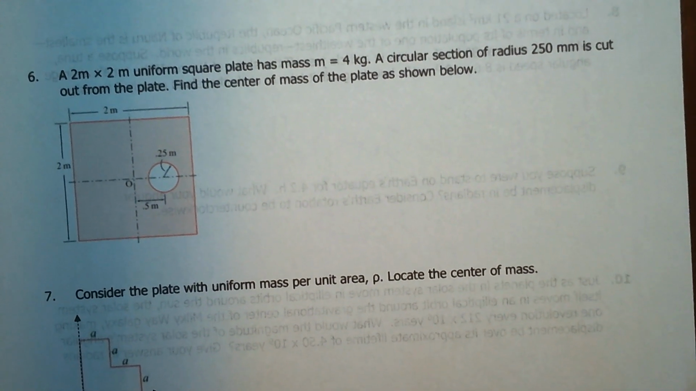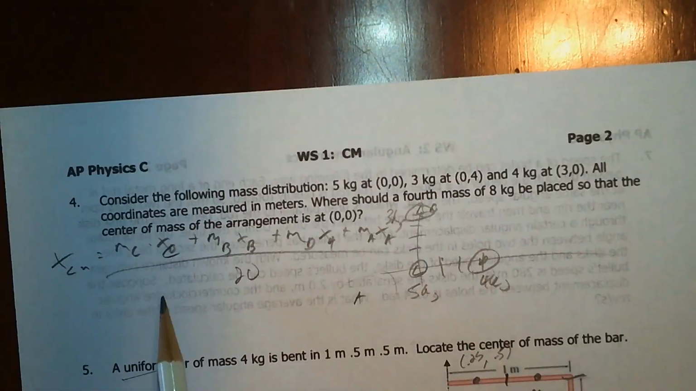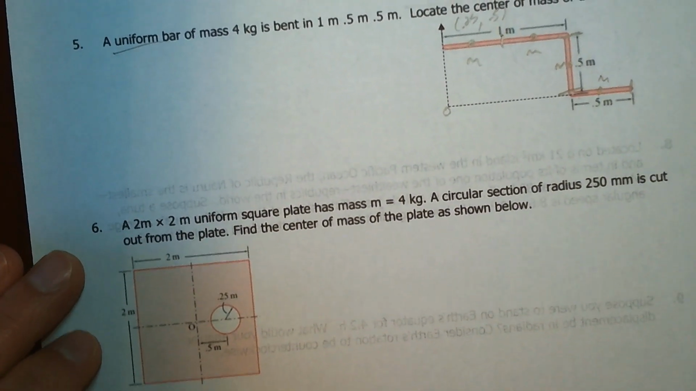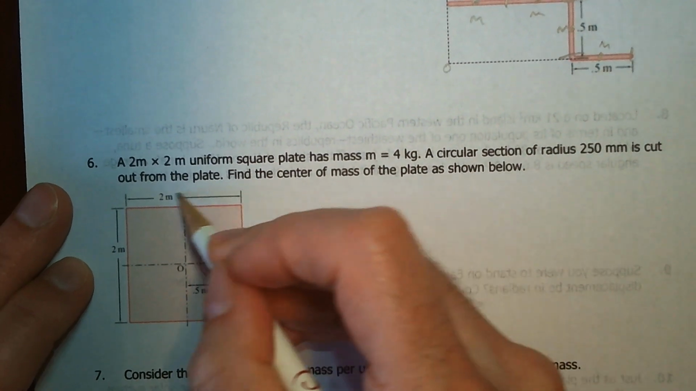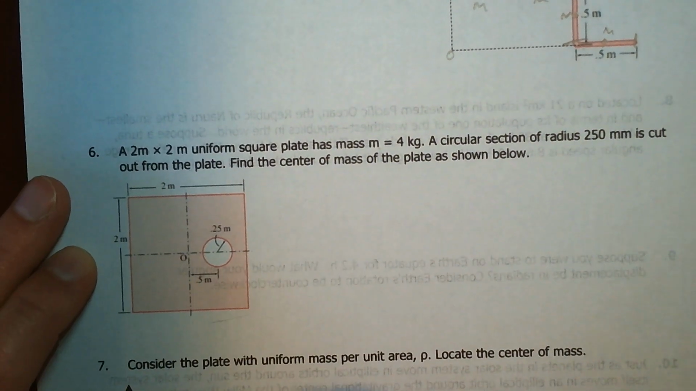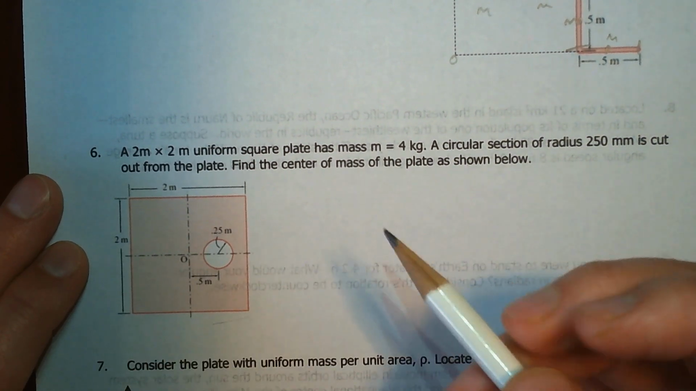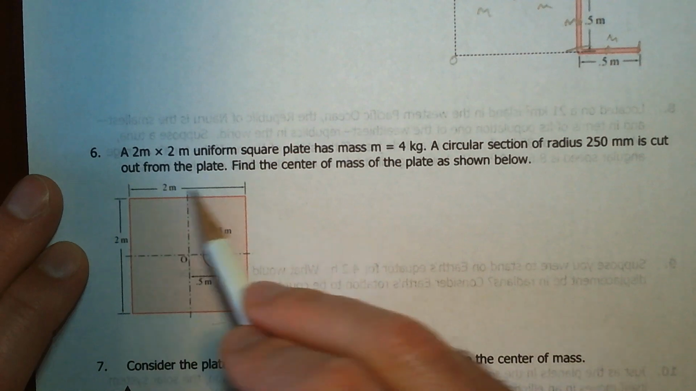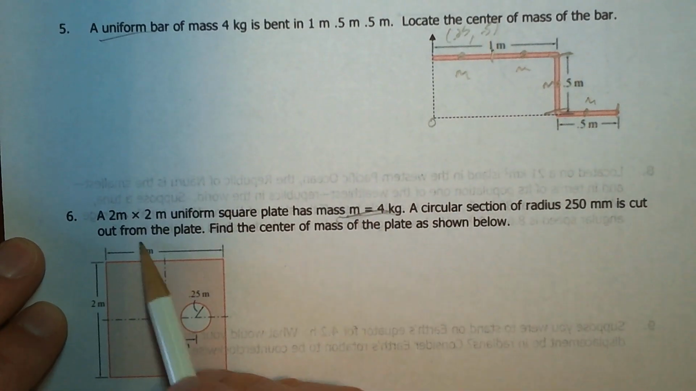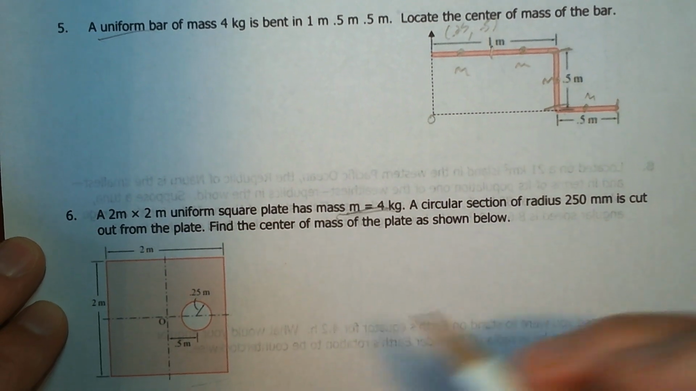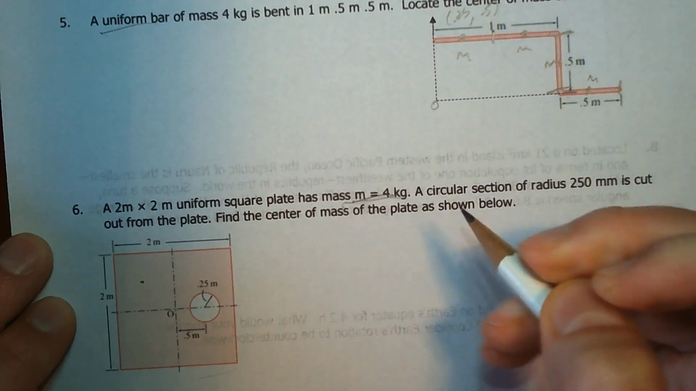Okay, for the next one, it's a little bit different because instead of adding like we did back here, there's a hole cut out, so we're going to have to subtract. Let's pretend this whole square here has a mass of M. It's related to its area. This is 2 meters. It actually tells us the mass: a uniform plate has a mass of 4 kilograms. So we can pretend 1 kilogram is right here in the middle.